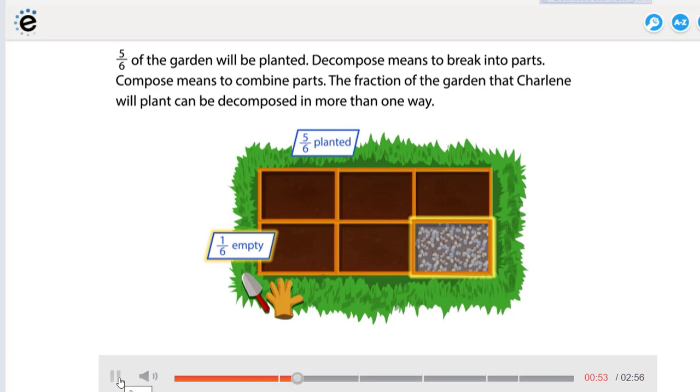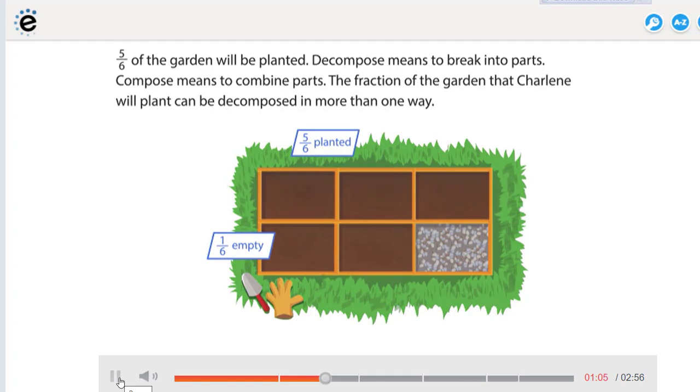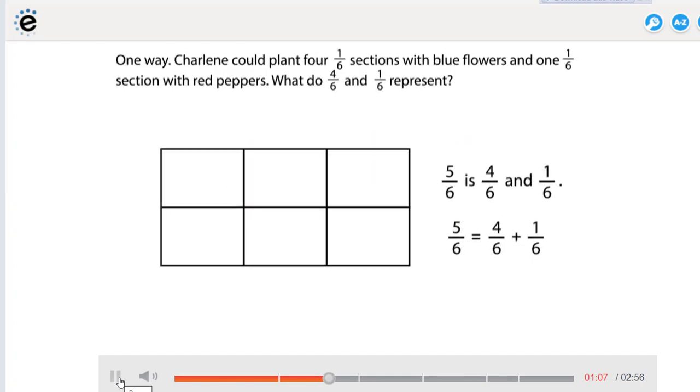Decompose means to break into parts. Compose means to combine parts. The fraction of the garden that Charlene will plant can be decomposed in more than one way. One way: Charlene could plant 4 1/6 sections with blue flowers and 1 1/6 section with red peppers. What do 4/6 and 1/6 represent?